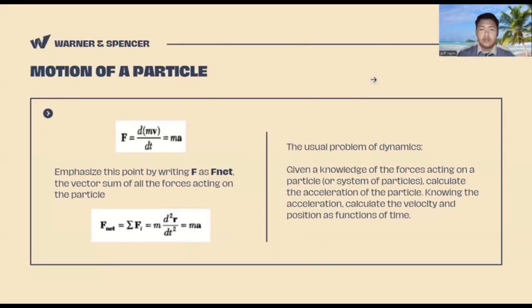So we move to the next part, which is motion of a particle. Here we see the equation of Newton's second law, which is F equals ma. We can get the motion of particle equation by emphasizing this point, writing F as F net, the vector sum of all the forces acting on the particle.